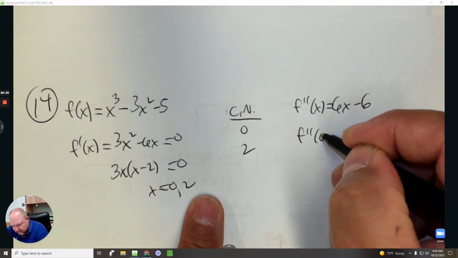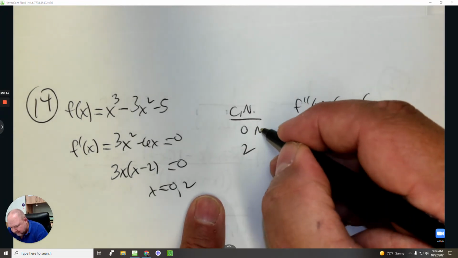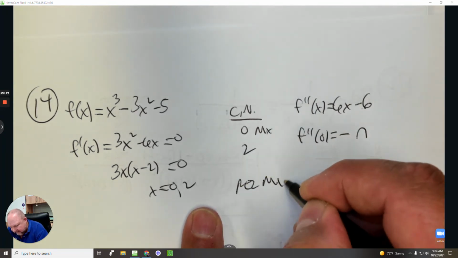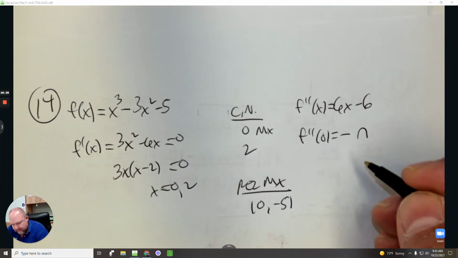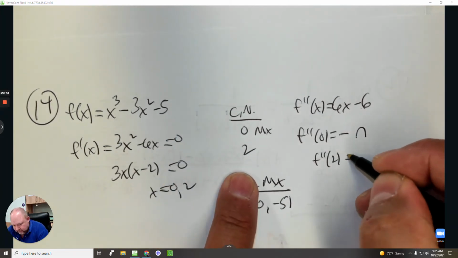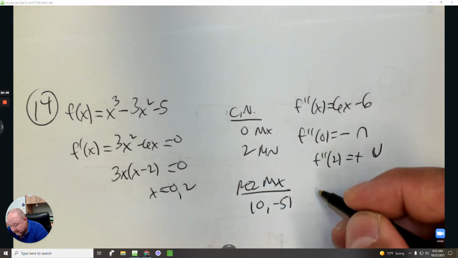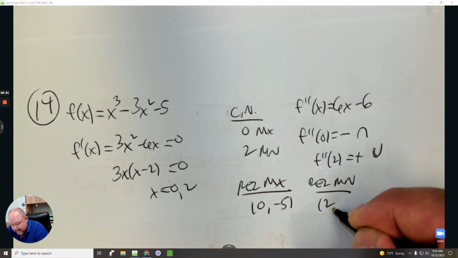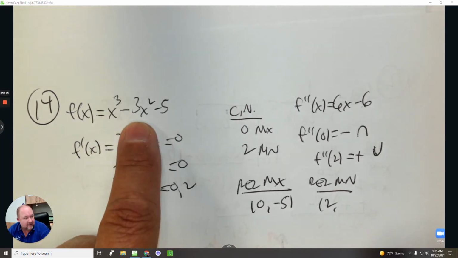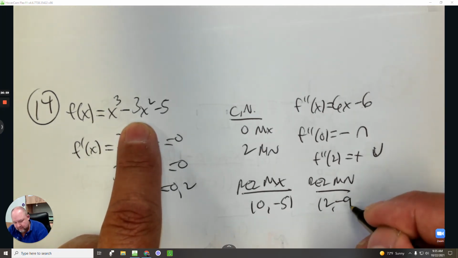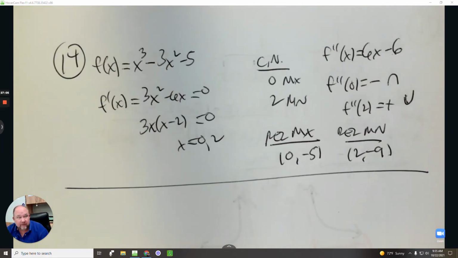And then I plug 0 into the second derivative. It's negative, which means it's concave down, which means it's a maximum. So then I write down there's a relative maximum. And to find the y-coordinate, you plug it in here and you get negative 5. If I plug 2 into the second derivative, that's a positive answer, which means it's concave up, which means it's a minimum. So there's a relative minimum. When x is 2, plug 2 into here. 8 minus 12, negative 4, negative 9. Just making sure, yeah. And there it is. So that's using the second derivative test to find the extreme points.